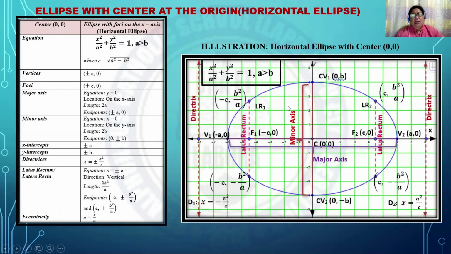And this is the illustration of the horizontal ellipse with center 0, 0. This is the center, this is the focus, this is the vertex, another focus here, another vertex. This is the co-vertex, another co-vertex. This segmented line is the directrix. Another directrix is here. This is the latus rectum. And these 2 points are the endpoints of the latus rectum. We have another latus rectum. And these are the endpoints of the latus rectum.